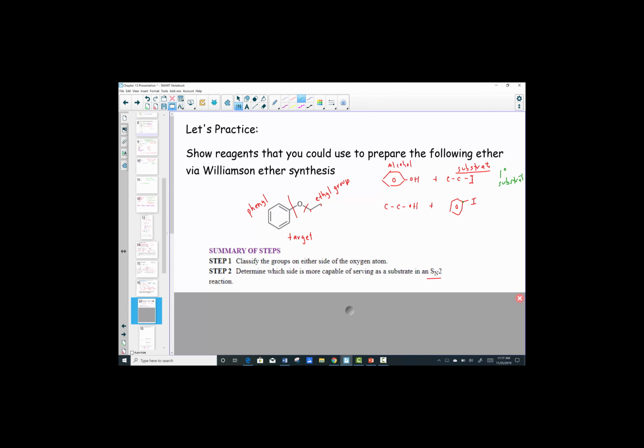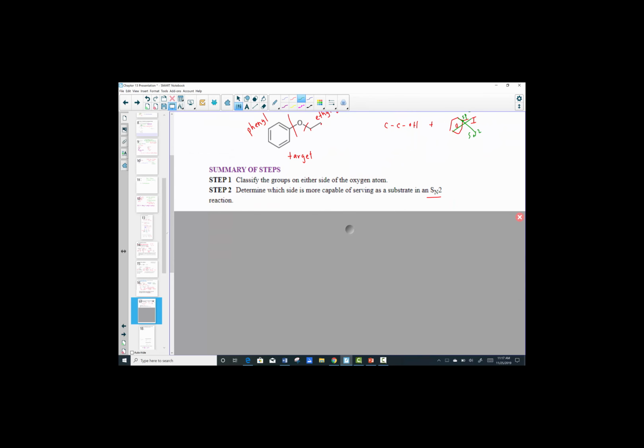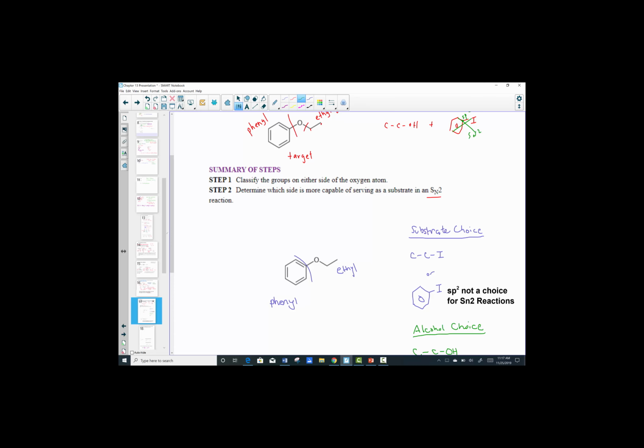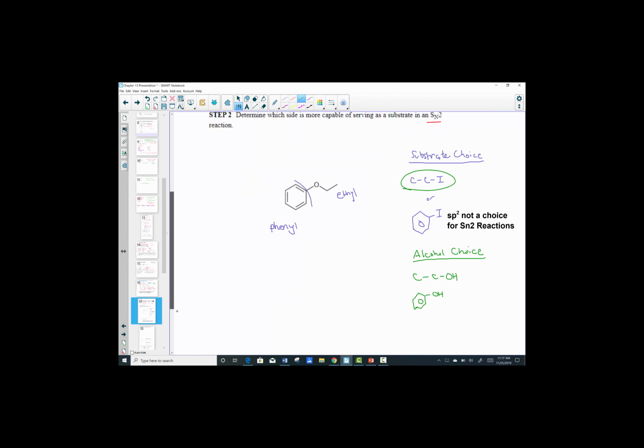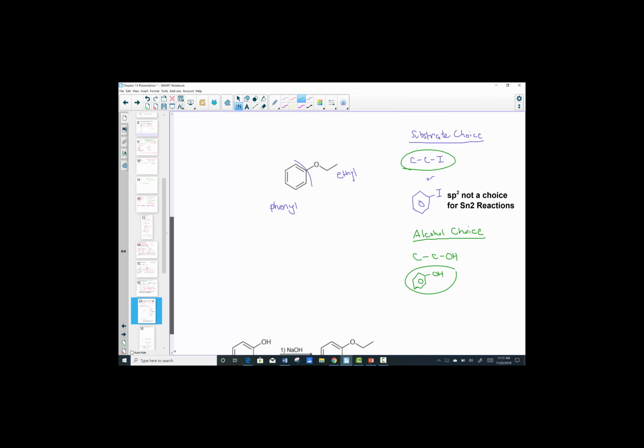As a matter of fact, this sp2 carbon is not capable of SN2 reactions, so we can eliminate that choice immediately simply based on the hybridization. And so thinking through our steps, we really come up with the best choice: given the substrate, we want it to be primary, making the alcohol choice the phenol, and then putting the pieces together.